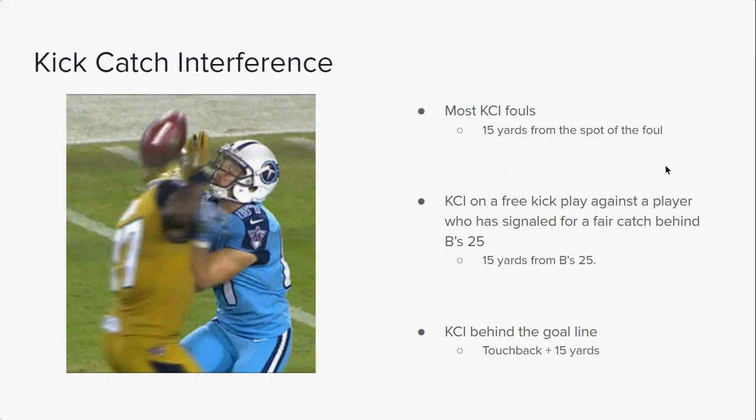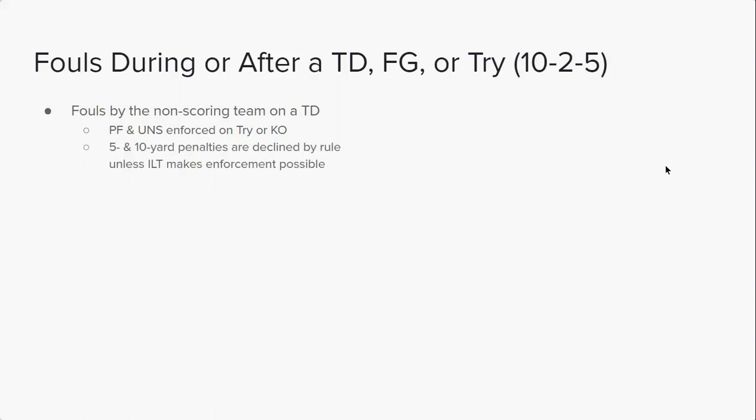Fouls during or after a touchdown, field goal, or try. Not going to get too deep into these, but I do think some of these things are important of note. If we have a foul by the non-scoring team on a touchdown and it's a personal foul or an unsportsmanlike conduct foul, it can be enforced on the try or the kickoff. 5 and 10-yard penalties are declined by rule unless illegal touching makes enforcement possible. If you've been doing some of the quizzes I put on the website, I've talked about some of those plays, but I'll circle back to that probably in an advanced penalty enforcement session.